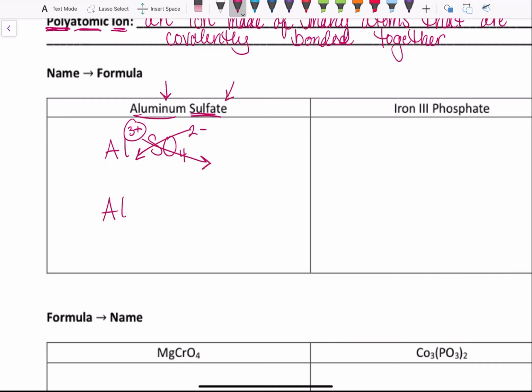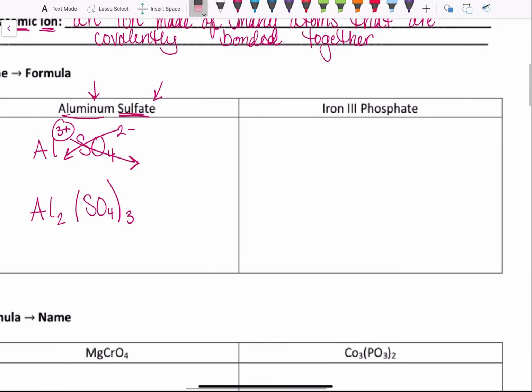So we have Al2, and we're going to put our polyatomic ion in parentheses, and then the 3 goes outside of it. And you can see why it's really helpful that we put that in parentheses. Otherwise, we'd have a 4 next to a 3, and it would look like 43. So we want to put that in parentheses. And that's it for name to formula. It's not too bad. Let's do another one.